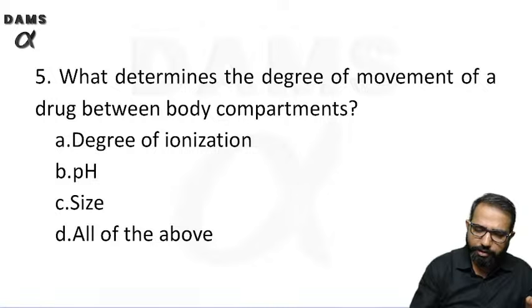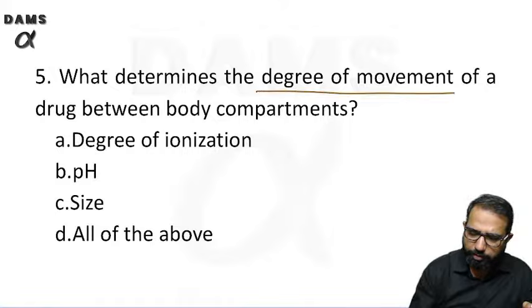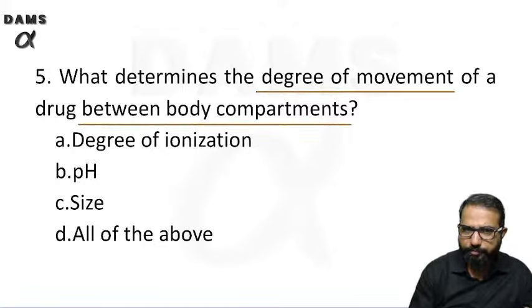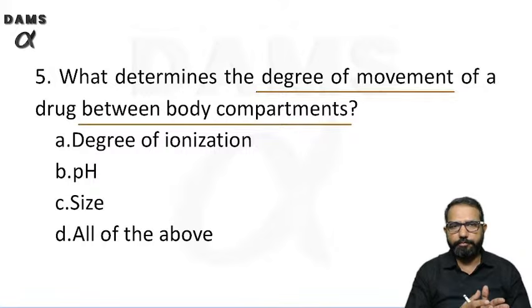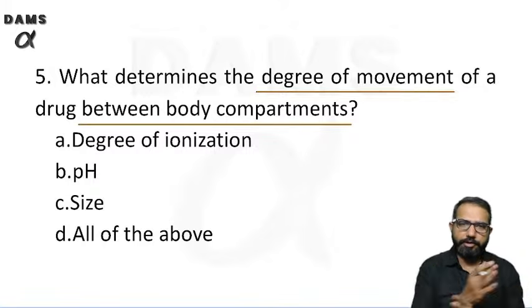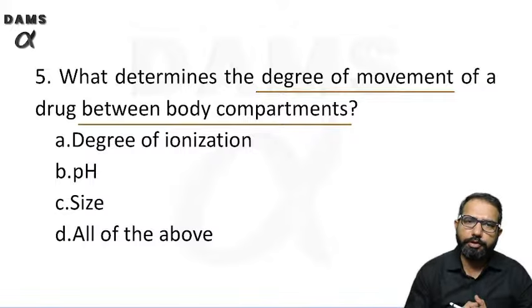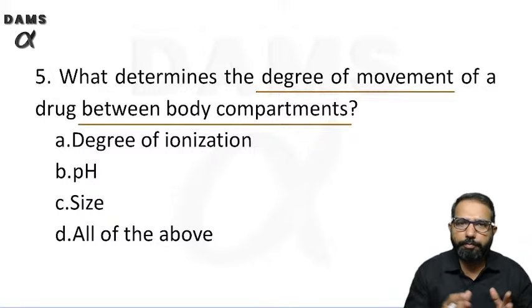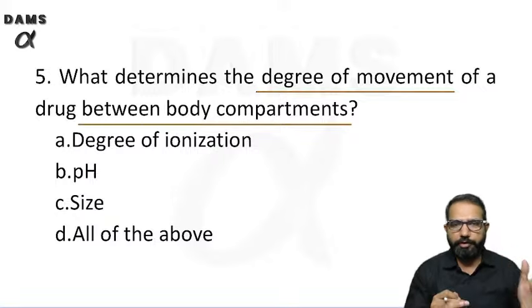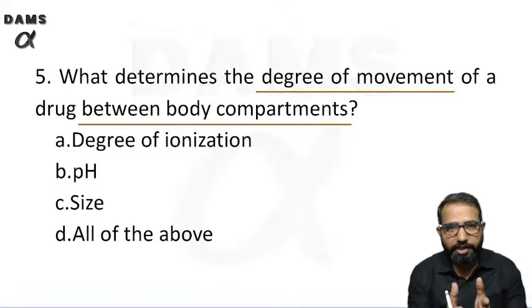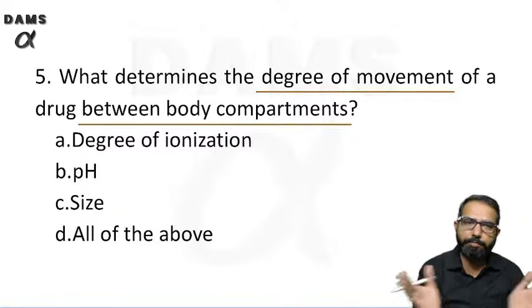What determines the degree of movement of a drug between body compartments? Degree of movement of a drug between body compartments. So it is a drug transport. So ionization of a drug, pH of this compartment, size of the molecule, which factor will determine the degree of movement between the two different compartments? So you know, when one drug from one compartment going to another compartment, like from the intestine to plasma, from plasma to tissues, these are the various compartments in the body.